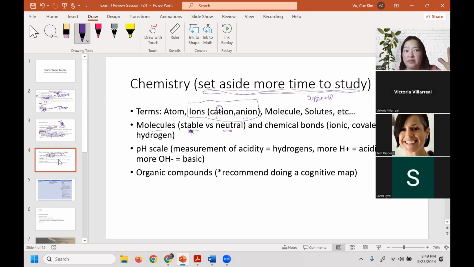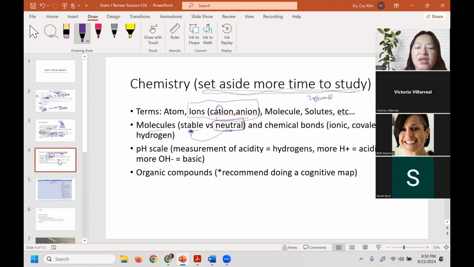Sometimes it's about giving or taking. Sometimes it's about sharing electrons. Whatever it takes to become a stable element. They're originally neutral, but they prefer to be stable. And because of that, they either give their electrons or they share electrons. And that's what results in two elements or two atoms coming together and bonding and resulting in a molecule.